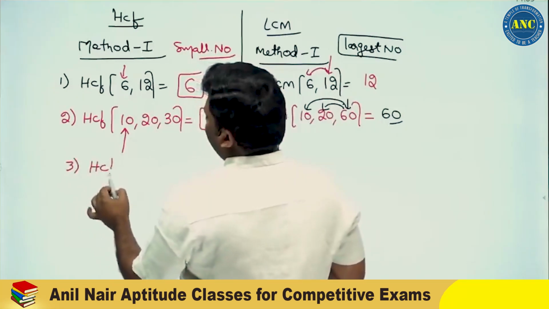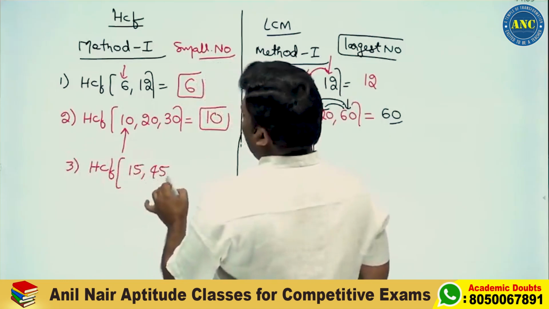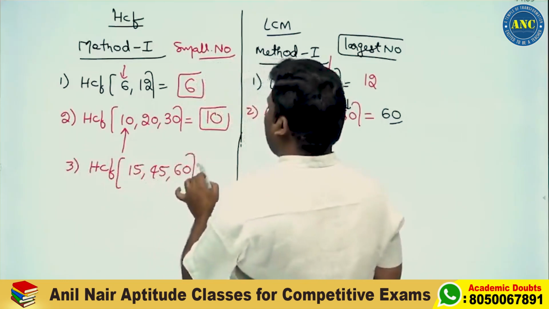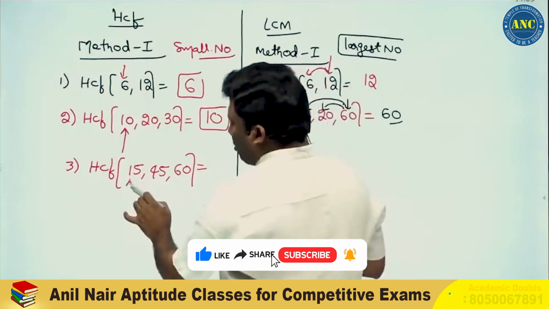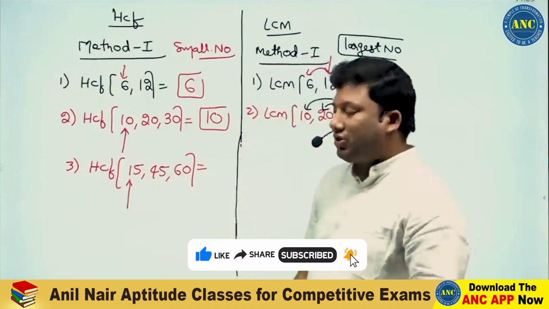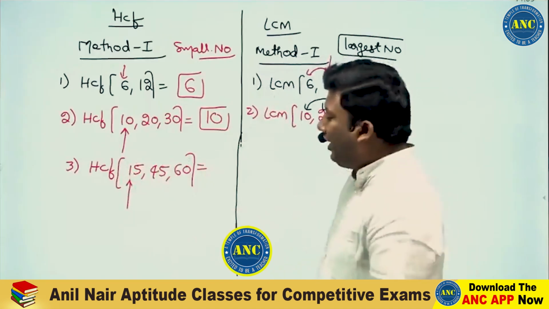One more. HCF of 15, 45 and 60. Take the smallest number, 15. Check whether the smallest number is a factor of every other number.